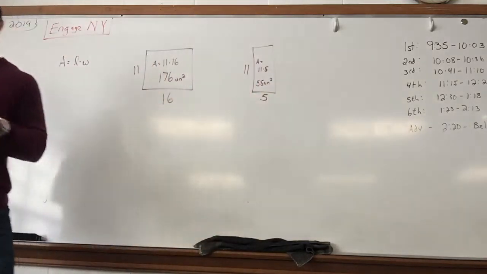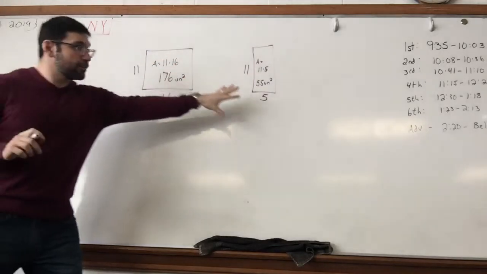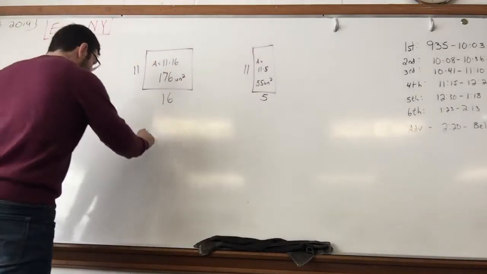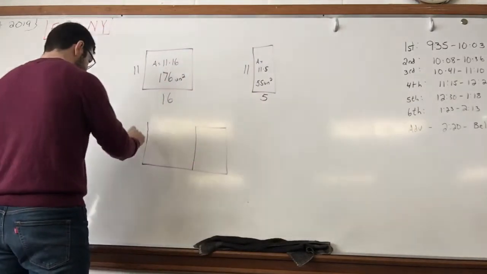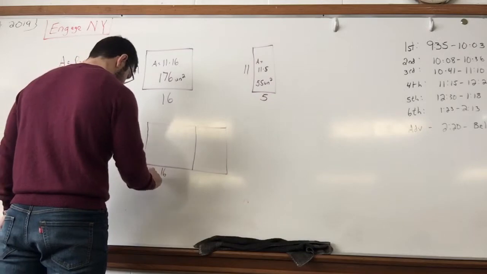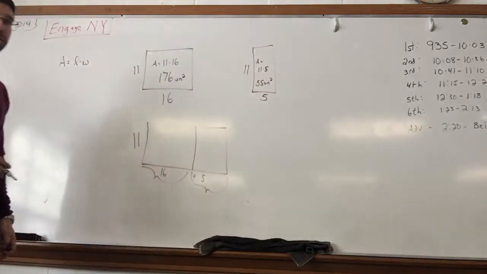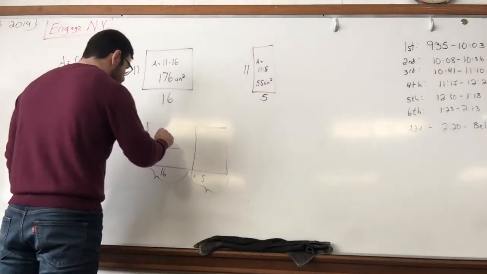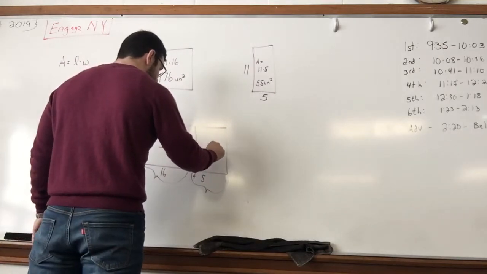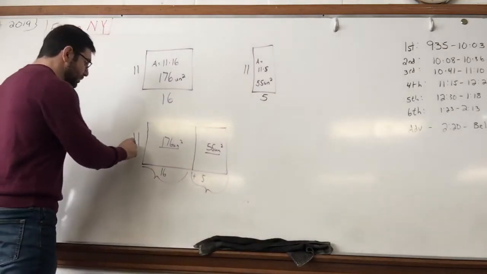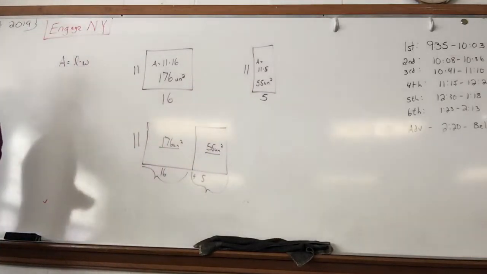Okay, so individually, we can find those, right? If I gave you this rectangle and said find the area, if I gave you this rectangle and said find the area. Well, when we're dealing with a rectangular array, it's the same thing. So on your lines, you should have 176 units squared, and on this line, we should have 55 units squared. Why? Because we did 11 multiplied by 16. We did 11 multiplied by positive 5.